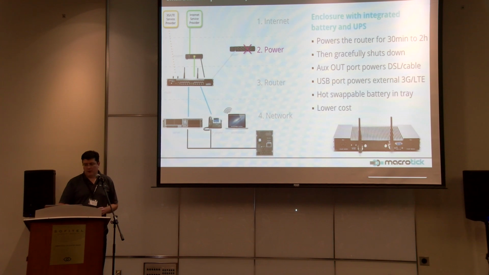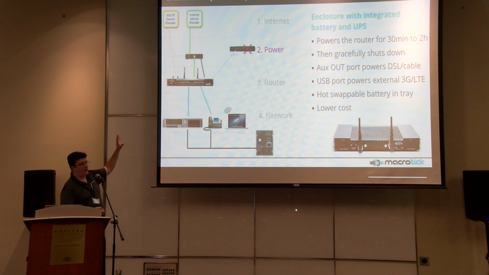To go further, when we looked into the design and said, okay, we can now keep a router up and running, what about DSL or cable? We have a modem that, unfortunately, a power outage will cause an outage on the WAN side. So we designed an auxiliary power out port that provides 12 to 18 volts, and that will allow a modem to be powered as well, together with the router, for a certain period of time.